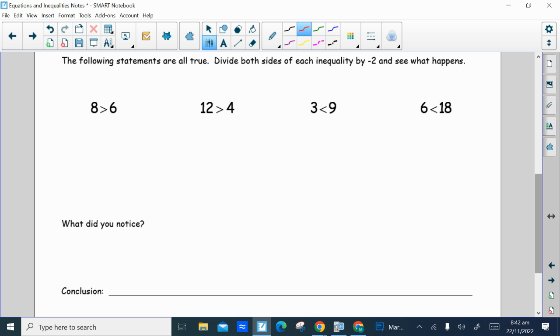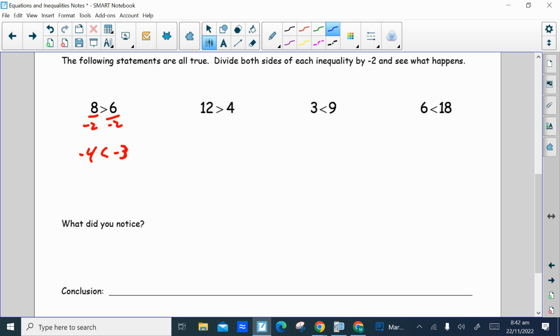This first expression, the number on the left, 8, is larger than the number on the right, 6. If we divide both sides by -2, 8 divided by -2 is -4. 6 divided by -2 is -3. Now the number on the right is larger. -3 is greater than -4. So the inequality reverses.